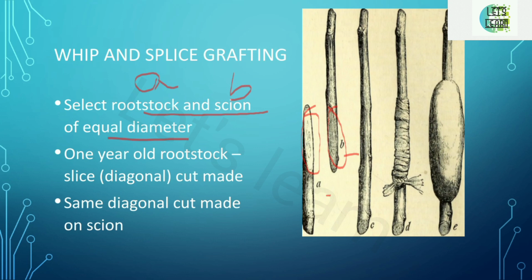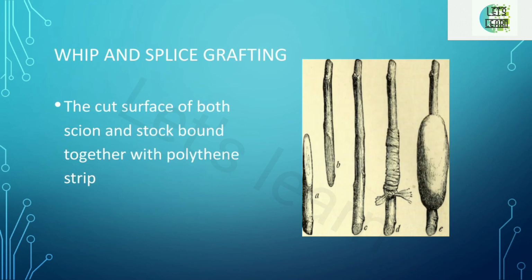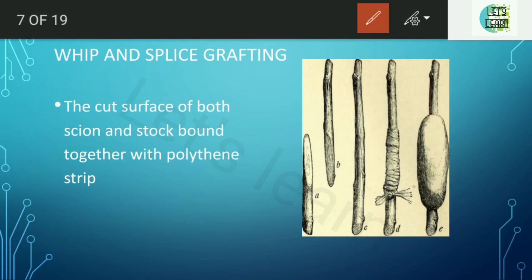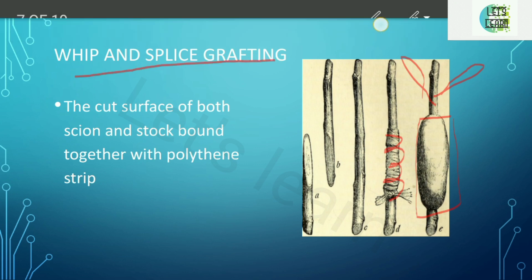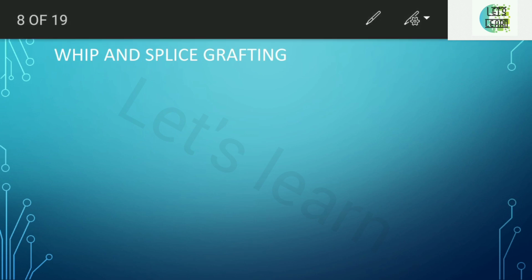After making this slanting cut, this should be joined together with a polythene strip and covered with a polythene cover to get bud formation from the scion. Okay, so this process and this type is called whip and splice grafting. So we'll see it again with an image. A 1 year old rootstock should be given a slanting cut.